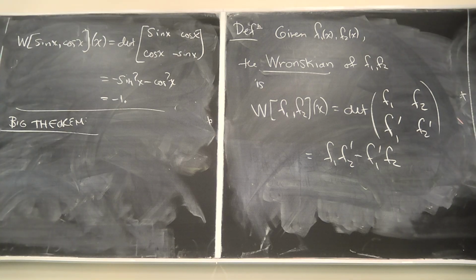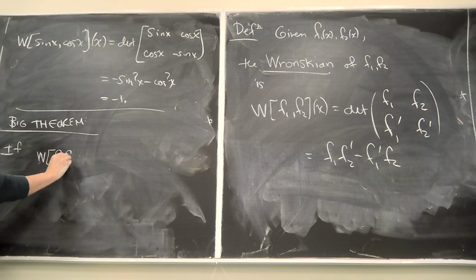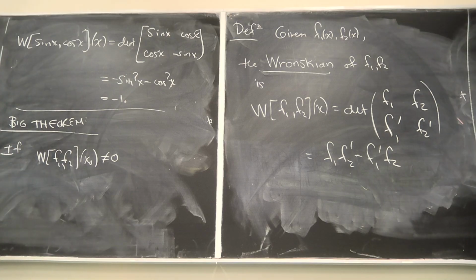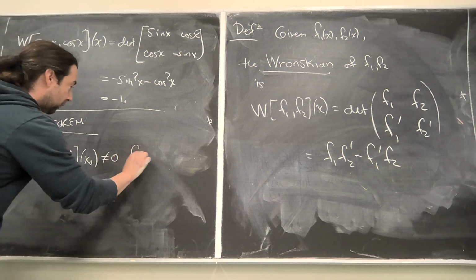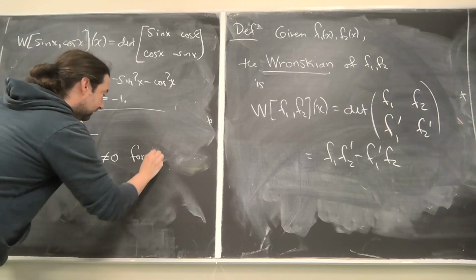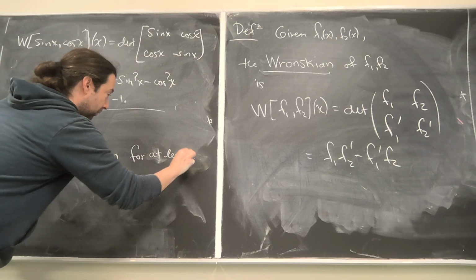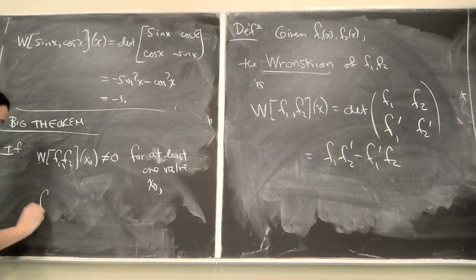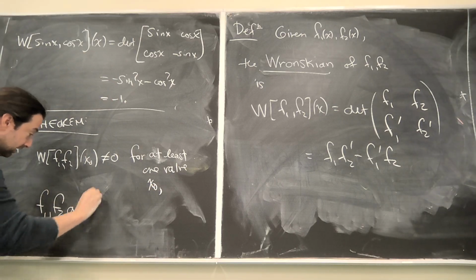So the big theorem here is if the Wronskian of f1 and f2 as a function of x naught is not equal to 0 for a single value of x naught. If I can find any value of x naught on which that Wronskian is not 0, the functions are linearly independent. If the Wronskian of f1 and f2 of x naught is not equal to 0 for at least one value, x naught, then f1 and f2 are linearly independent.